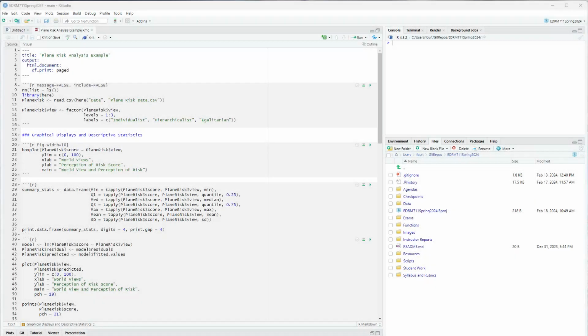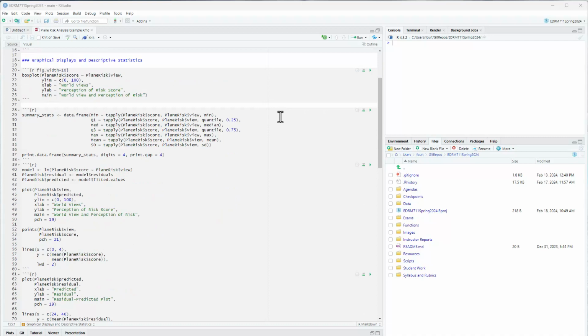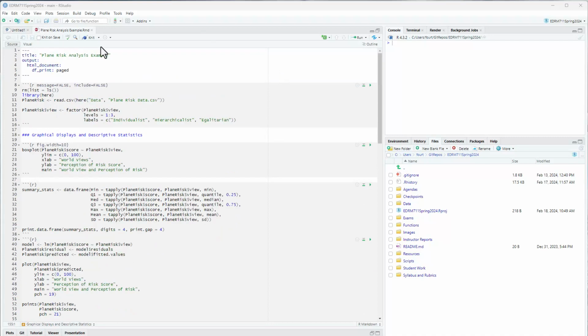We have been comparing groups on a quantitative response variable, and in the more recent videos, I've been talking about multiple comparison procedures. Now it's actually time to go ahead and implement these. So let me go ahead and run what we have done so far.